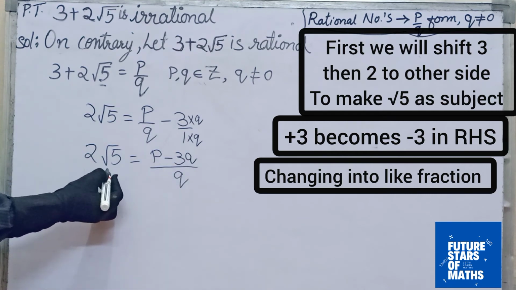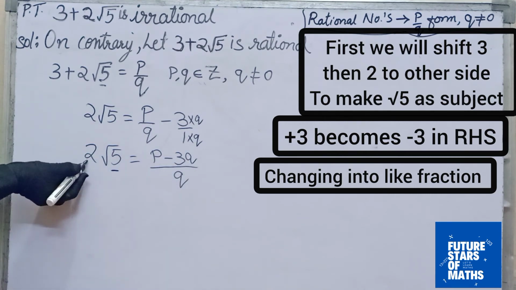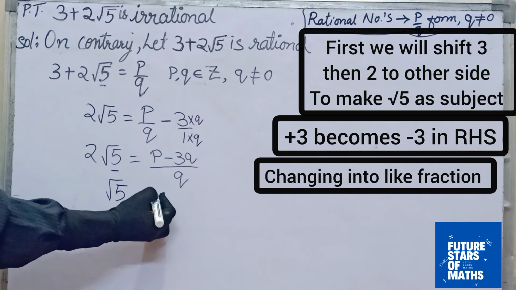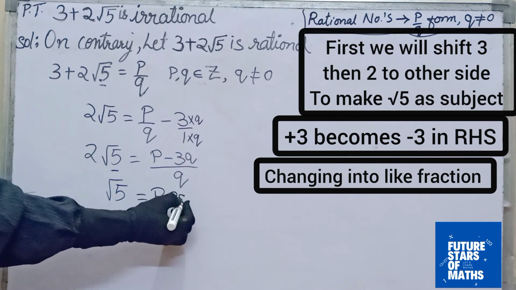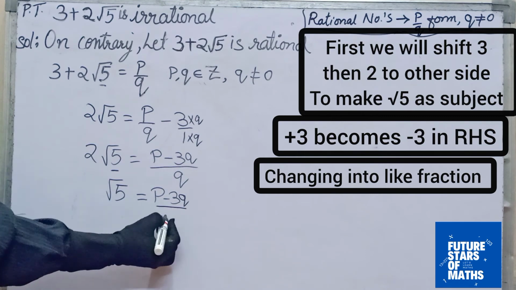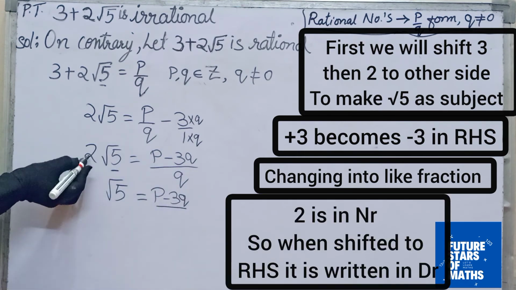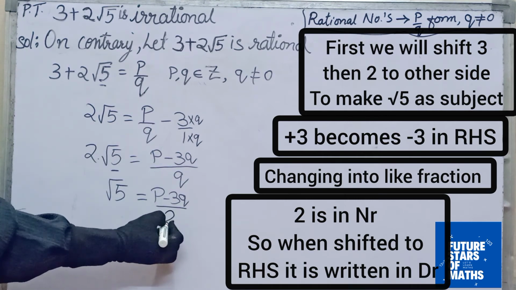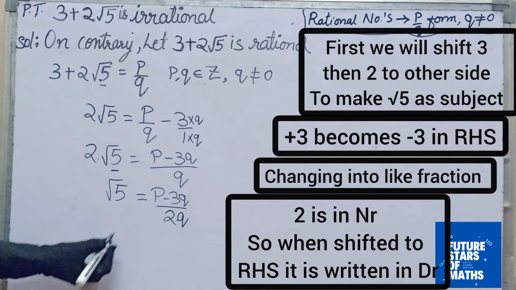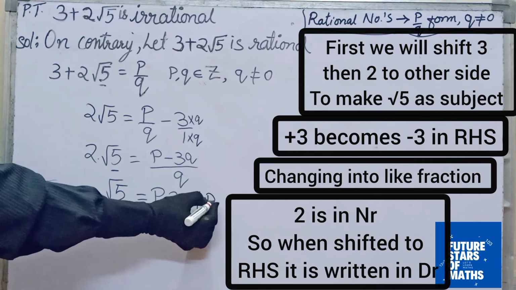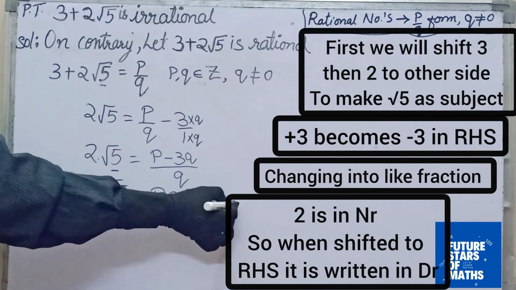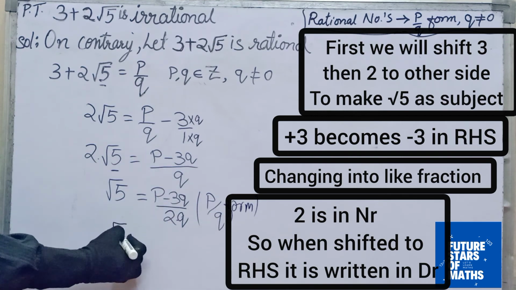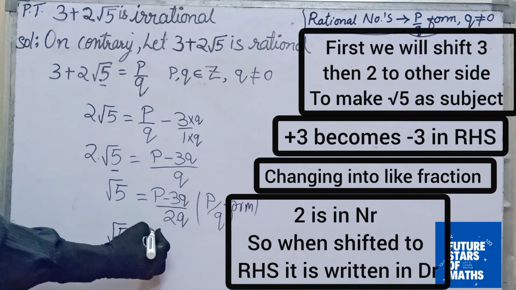Now we have to make root 5 the subject. Here 2 is extra, so we will shift this 2 also to the other side. So this will become root 5 equal to p minus 3q by 2q. Since it is in multiplication, when it goes to the RHS it will be written in the denominator, that is in division, 2q. So what is this? It is in p by q form. That means we will get a rational number here.